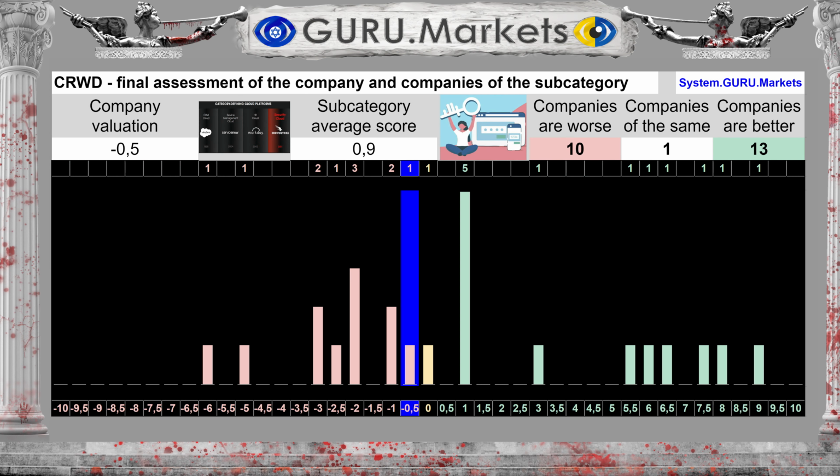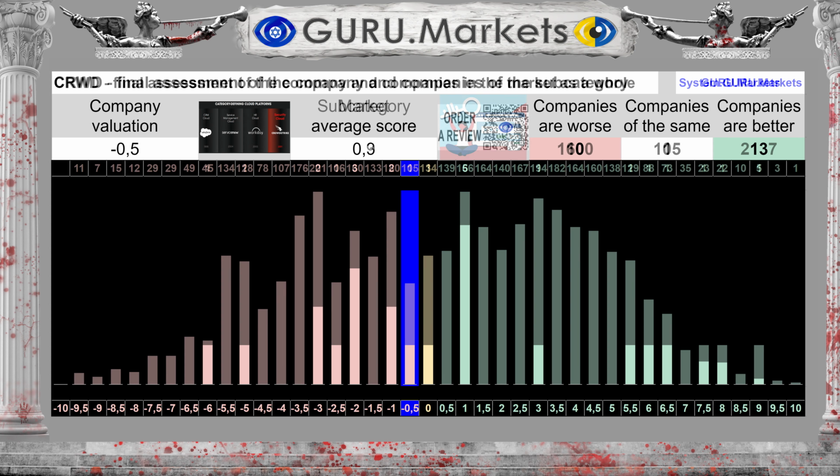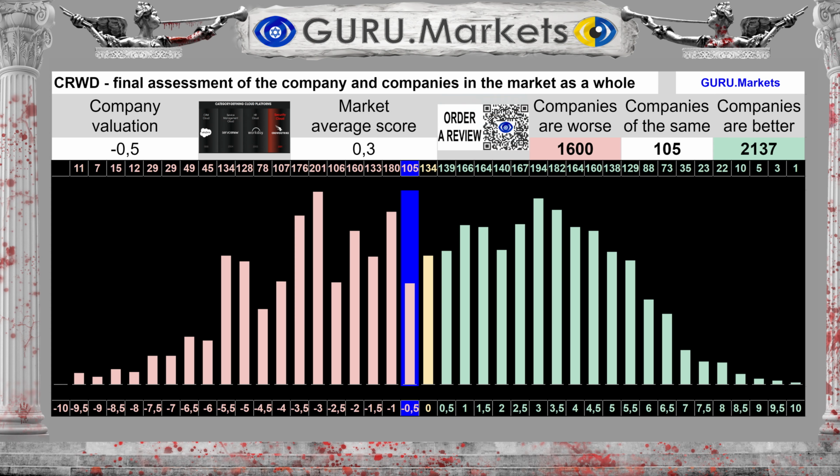The overall result is as follows, minus 0.5 out of 10 points. The average score for the subcategory is 0.9 points. If you look broadly, within the entire market as a whole, note that the average result for the stock market in the aggregate is 0.3 points, against the company's score of minus 0.5 points for Crowdstrike Holdings Inc.